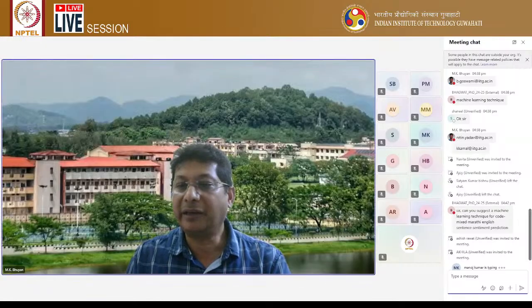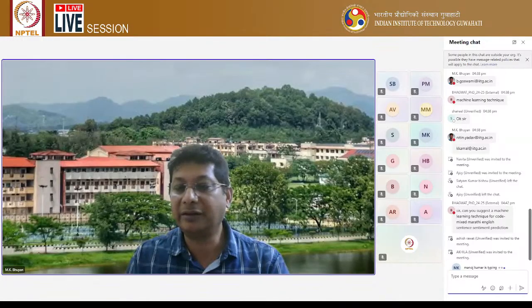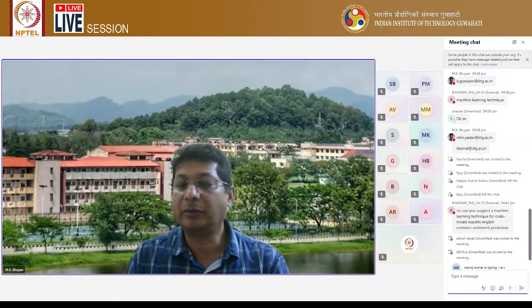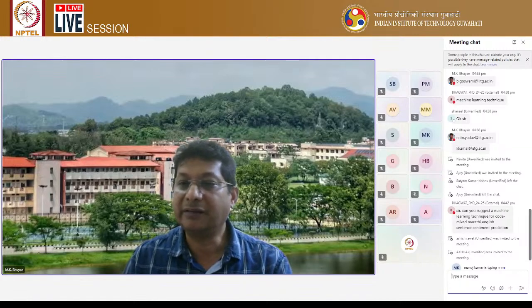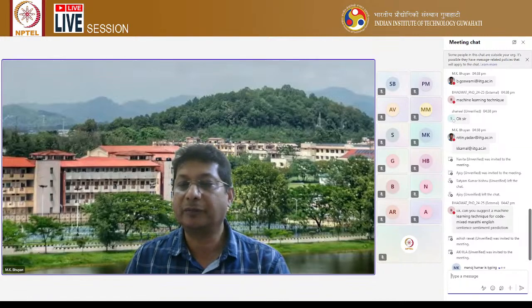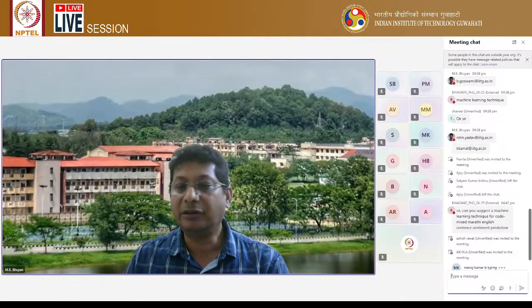You have to tell me the exact problem, then I can explain this one. But for my understanding, the problem is English sentence sentiment prediction. So what is the sentiment? If you consider multi-class sentiments, then support vector machine can also be considered. Suppose there are only 10 sentiments.